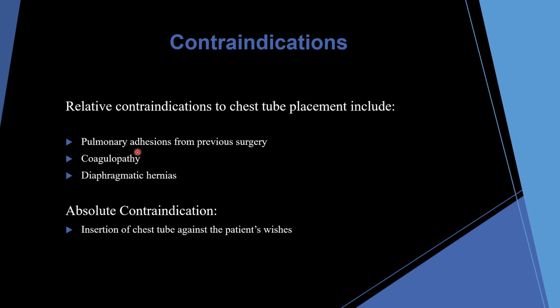Patients who have pulmonary adhesions from previous surgeries, you want to be cautious on those. They can cause trauma and cause more damage than what the benefits would be. Coagulopathy, any patients with bleeding disorders. And this is why it's important to make sure you're monitoring your patient's labs, especially prior to procedures. We want to make sure we're looking at those platelets. If they're under 50, depending on who's putting it in, they may or may not put the chest tube in. And then again, they have to weigh the benefit versus the risk.